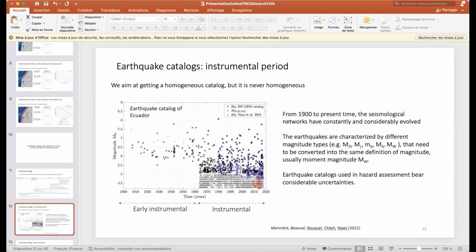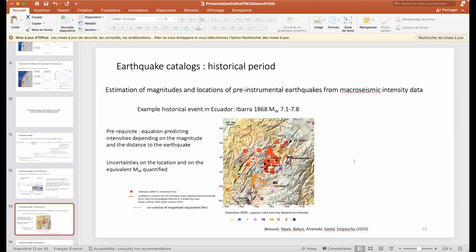And all these steps bear large uncertainties. As for the historical part, the work usually consists in inferring earthquake parameters from macroseismic data. Here is an illustration in Ecuador for an earthquake that occurred in the middle of the 19th century in northern Ecuador. From the intensity data set, as Oona showed you an illustration in France, the confidence contours have been determined for the location of the epicenter, and the magnitude range has been determined.